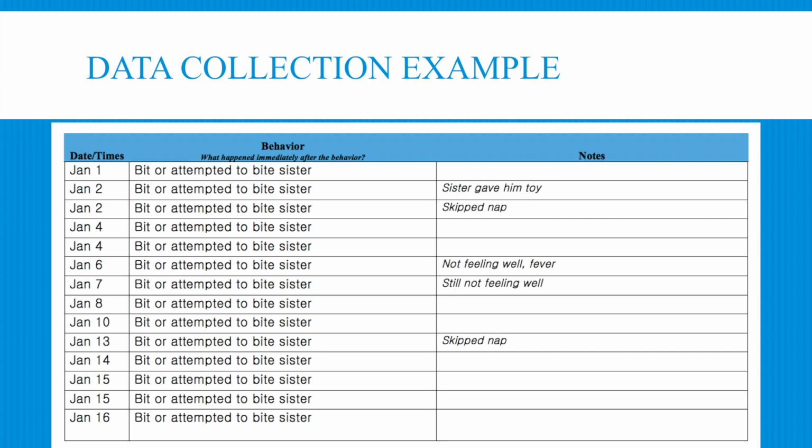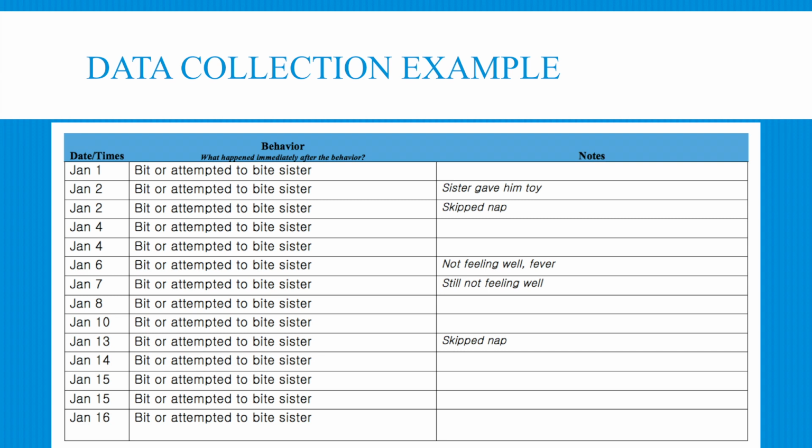Here's an example of a data sheet that one family used to track the number of times their son Joey bit or attempted to bite his sister. Oftentimes, when a child engages in behaviors like biting, it can be so stressful for parents, it's hard to see behavior change over time. Collecting data helped his family better understand Joey's progress and make decisions regarding Joey's behavior plan based on actual data.